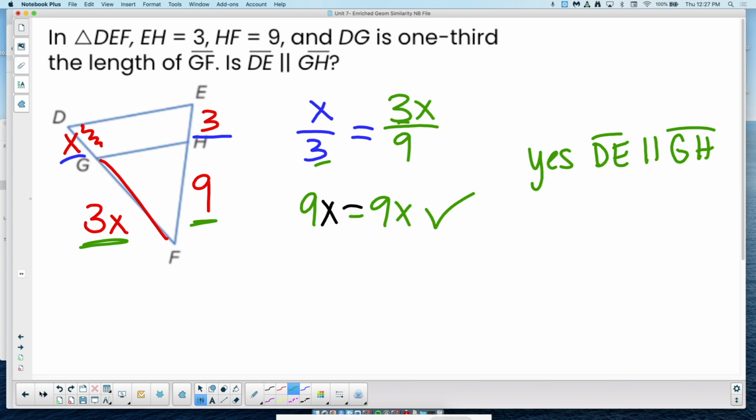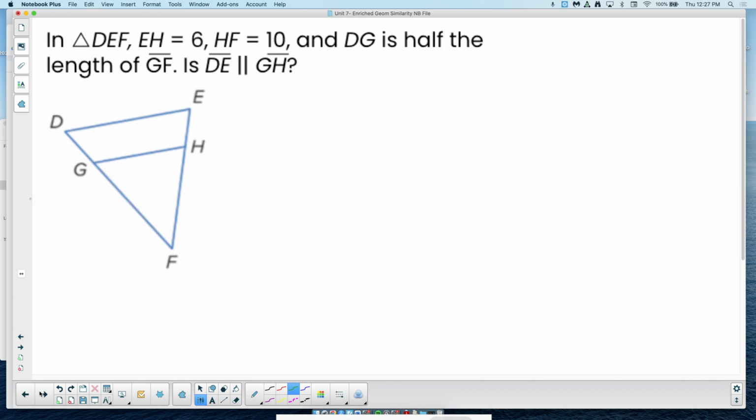Let's try one more. Again, we have the same triangle, DEF. Let's label what they give us. EH is 6, HF is 10, DG is half the length of GF. Same thing, I'm going to call DG X because I don't know what half of anything is. And if I want this to be half of this guy, we would double it. Now we do the same thing. X matches 6. Go back to that left side. 2X matches 10.